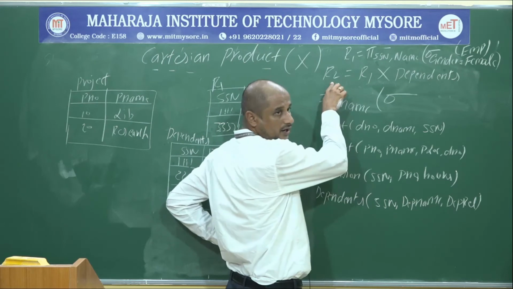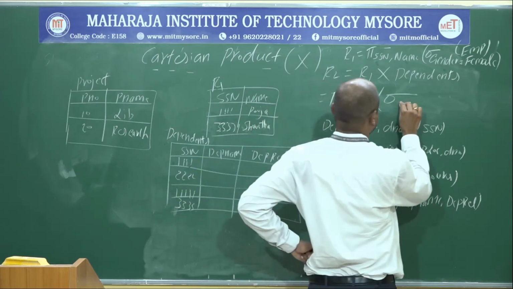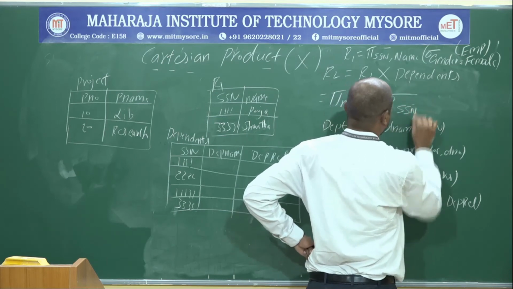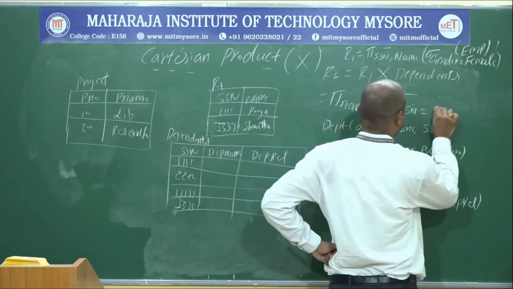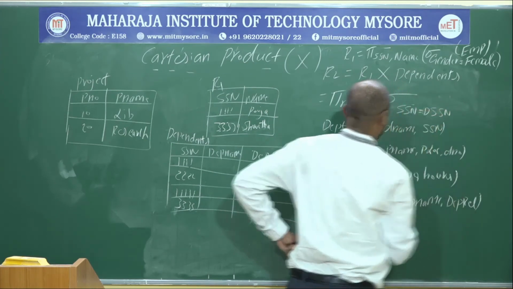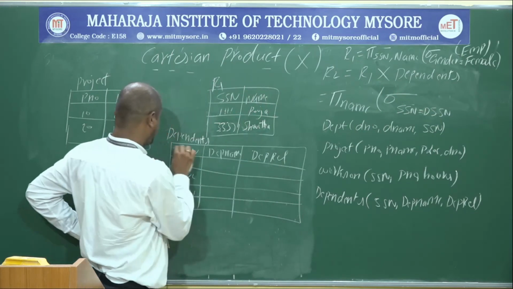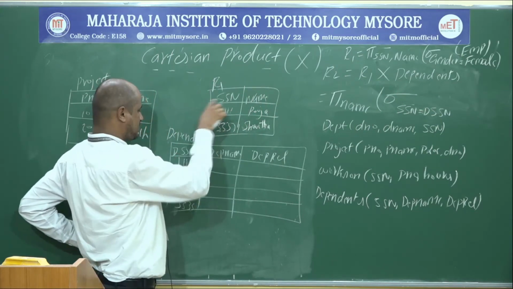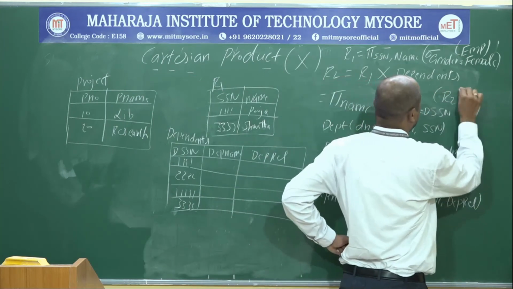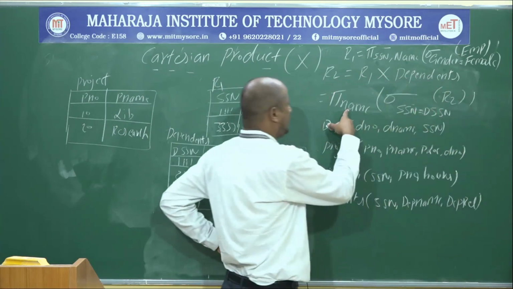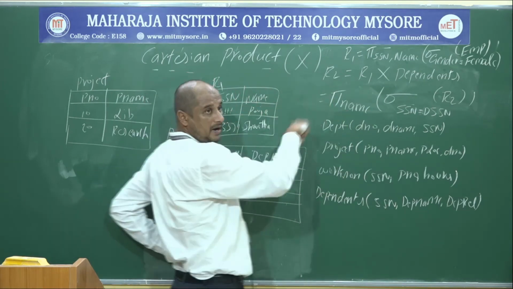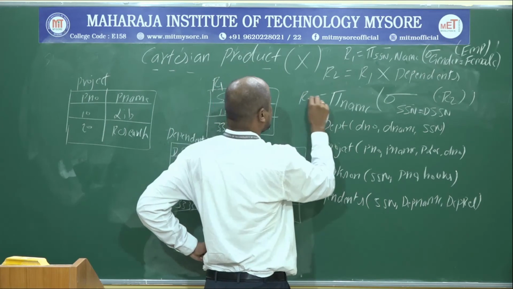R2 contains SSN, equal to DSSN. Maybe I'll include DSSN so that it is easy, because it is confusing when both are SSN. So SSN must be equal to DSSN from the table R2. From the table R2, the employee name will be retrieved, those who are dependents. It is R3.